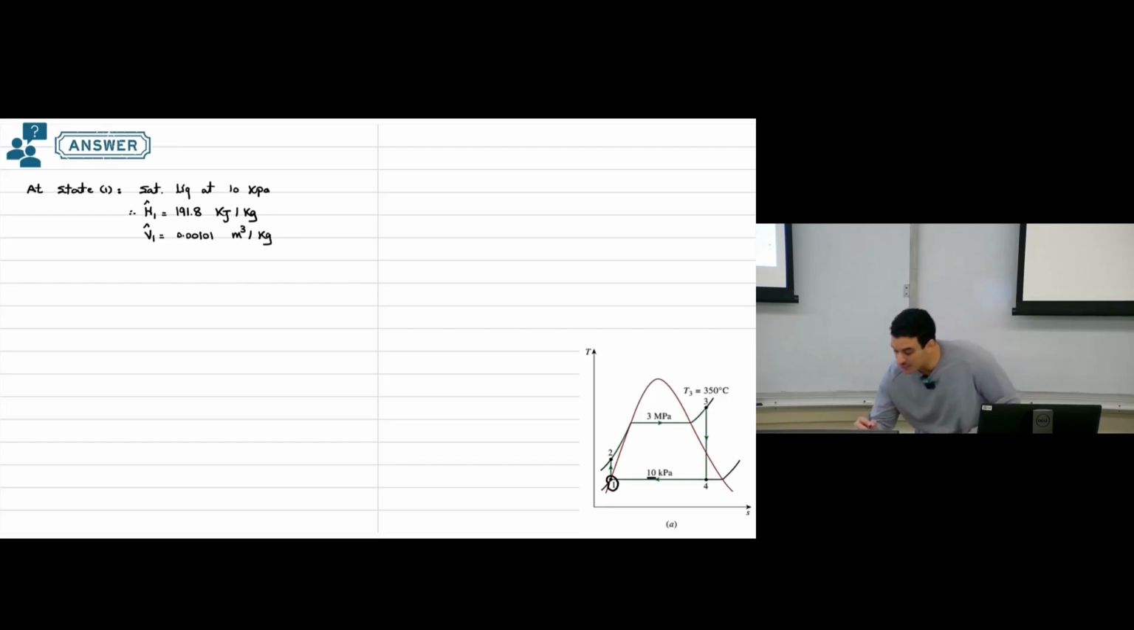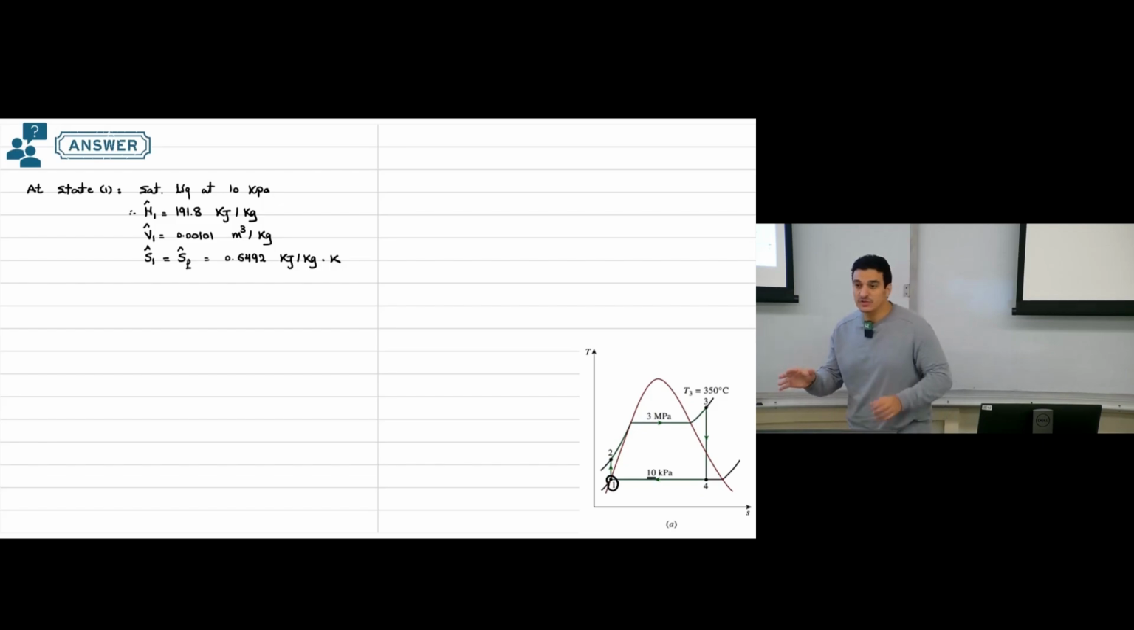And also find entropy at this point. Entropy at point number one, this will be the entropy of saturated liquid at the condenser pressure. This will be 0.6492 kilojoule per kilogram Kelvin.